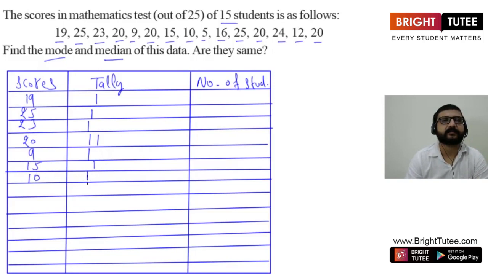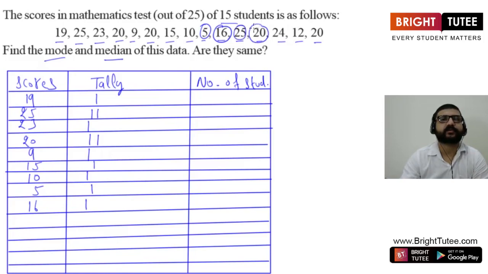Let's write it here and we will mark one tally bar in front of 10. And after 10 we have 5. So we have not written 5 yet, so let's write it here and we will mark one tally bar in front of 5 also. And then we have 16. We have not written 16 also, so let's write it and we'll mark one tally bar in front of 16. And then we have 25. We have already written 25, it's here. We will just mark one tally bar in front of 25.